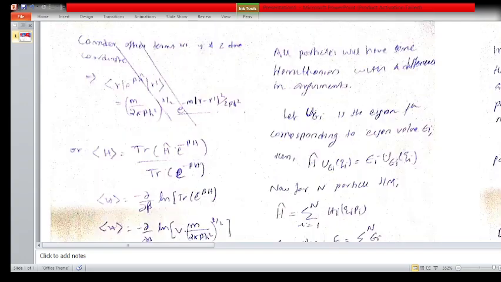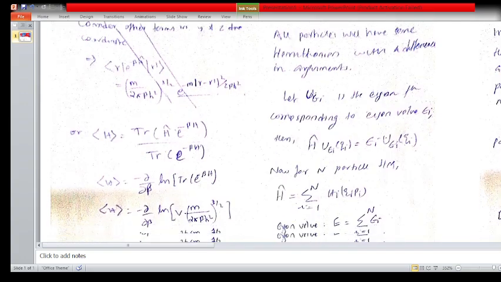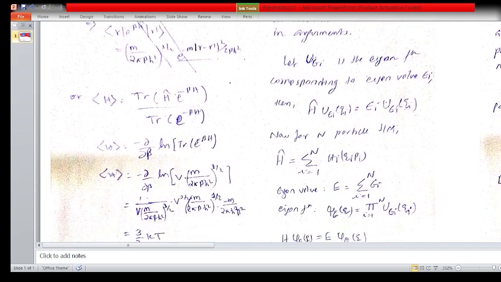You will get the same expression if you consider the average value of H as trace of H with e raised to minus beta H, divided by trace of e raised to minus beta H. We already derived these expressions for the average value. What is the average value of H? The average value of any operator is the trace of rho with that particular operator. And what is rho? You substitute that here, then you will get this expression.